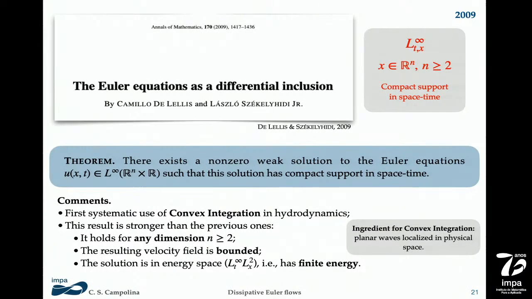And this convex integration is somehow you just produce a sequence of approximations of your solution. At each step, you are making a perturbation of the solution, and this perturbation you should construct by hand. So you need a building block to construct this perturbation, and for this paper, they use planar waves localized in physical space. This ingredient changes along the papers, and this is why they improve the regularity of the solutions.